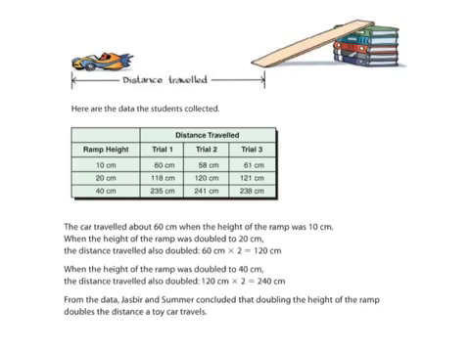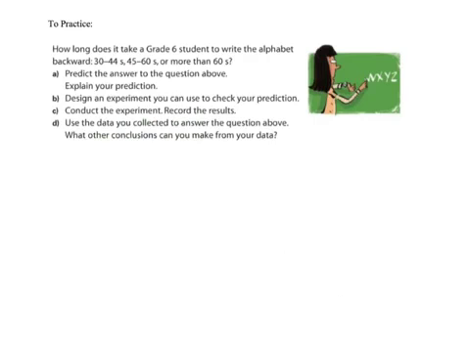And it continued to do the same thing when that height was doubled once again. So they were able to conclude that doubling the height of the ramp doubles the distance the toy car travels. This is their conclusion that they were able to draw from an experiment. And often data that's collected from experiments is used to answer some type of a question. All right, now you get to conduct some experiments.